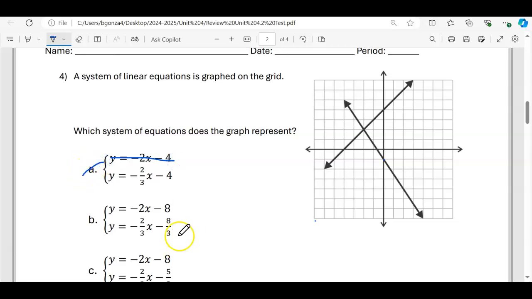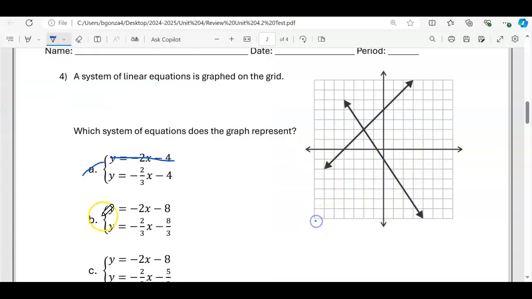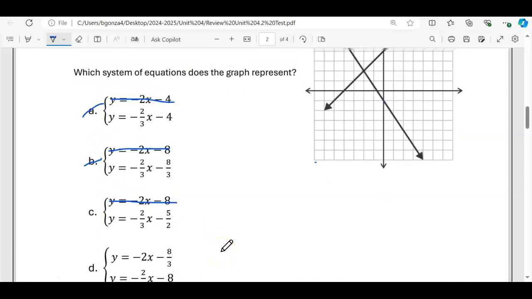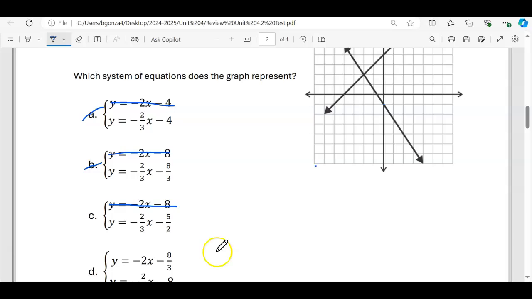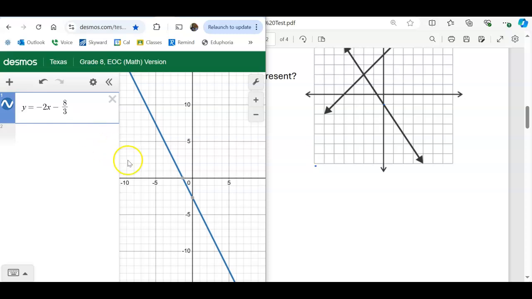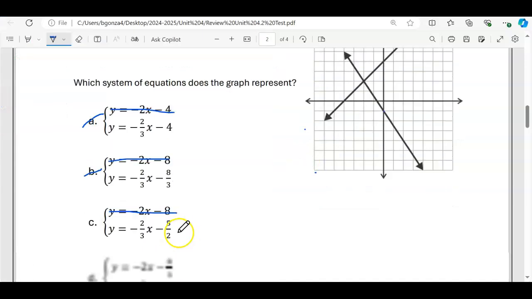That doesn't work. What about negative 2x minus 8? Let's do this next one. Well, again, it doesn't go through negative 8 here. It doesn't work. This doesn't match. Okay, and if that didn't work here, it definitely doesn't work here, right? Well, what about this one? Negative 2x minus 8 over 3? Well, let's try that one. That one doesn't match either.